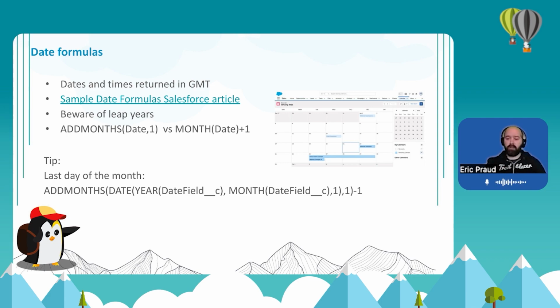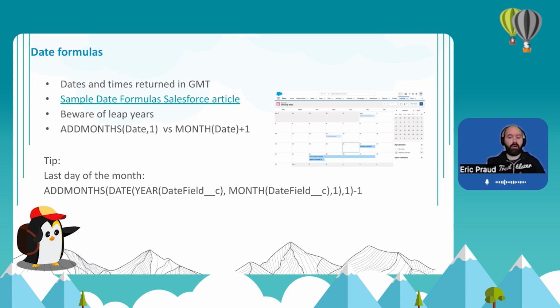Also, have a look at the sample date formula Salesforce help and training article. There are some real gems there. For example, how to calculate which quarter a date falls in. Finally, I wanted to discuss the difference between add month and month plus a number. The month function returns a number, 1 for January, 2 for February, up to 12 for December.